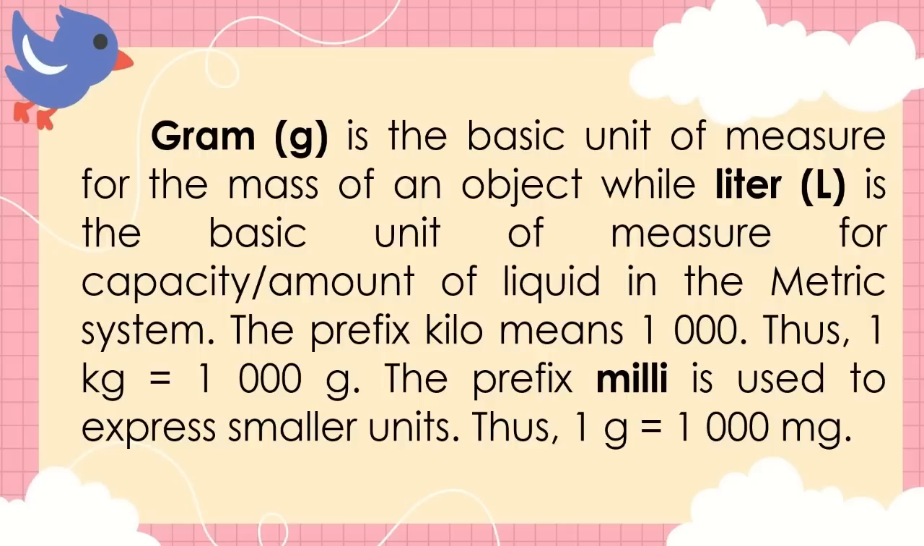Gram is the basic unit of measure for the mass of an object, while liter is the basic unit of measure for capacity or amount of liquid in the metric system. The prefix kilo means 1000. Thus, 1 kilogram equals 1000 gram. The prefix milli is used to express smaller units. Thus, 1 gram equals 1000 milligram.